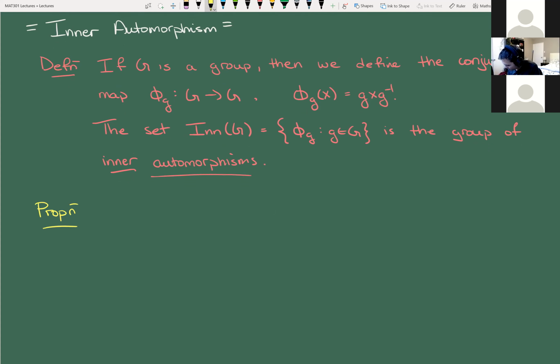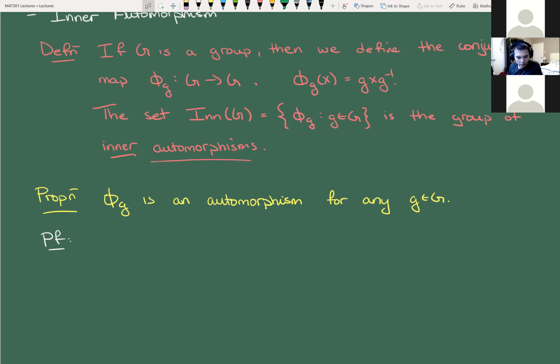Okay, so proposition: phi g is an automorphism for any g. Right? Okay, so proof. I hope I don't need to explain that it's well defined, that clearly gxg inverse is an element of G, because everything is closed under the binary operation. So what do we need to check? We need to check it's a homomorphism, and then we need to check that it is a bijection.